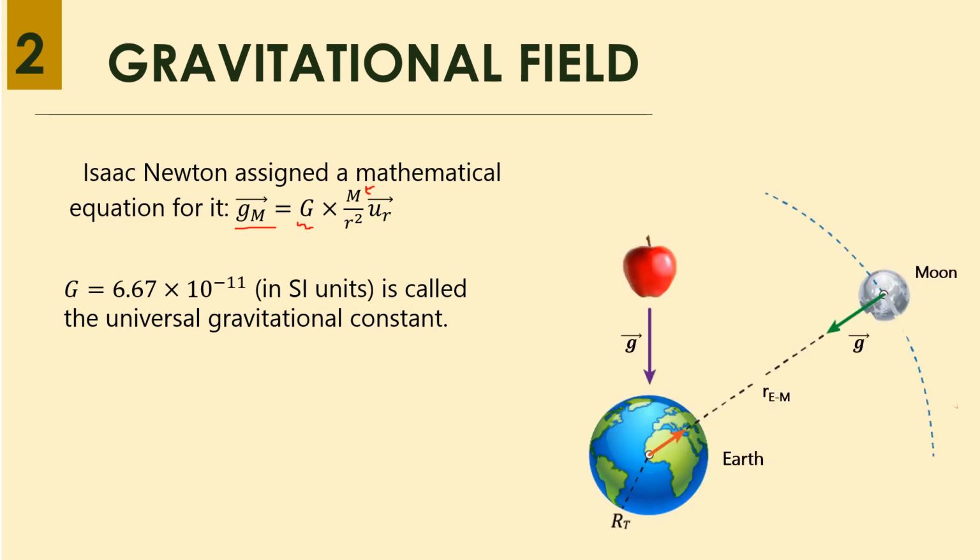According to Isaac Newton, the same interaction that holds Earth to an apple is the same interaction that holds Earth to the Moon. Now, how to explain that? He went to the field theory.